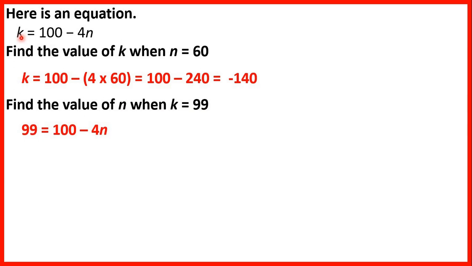So if k is 99, we have 99 equals 100 minus 4n. Now 100 minus 1 is 99, so that must mean 4n is 1. And if 4 times n is 1, that means n is 1/4, because 4 times 1/4 is 4 quarters, and if we have 4 quarters, we have 1 whole. So n is 1/4, or 0.25.